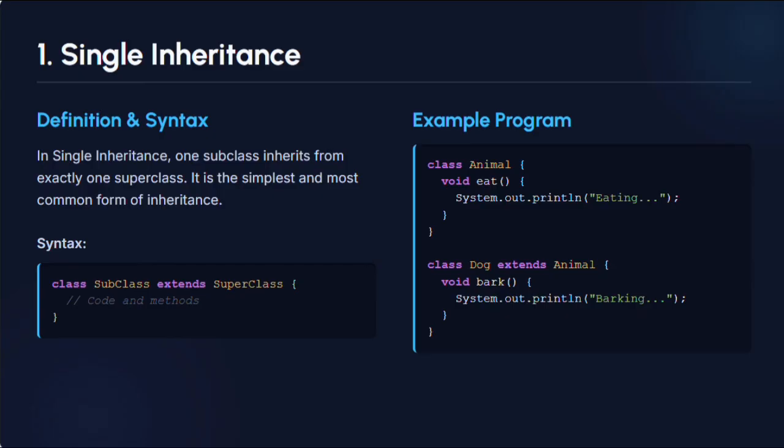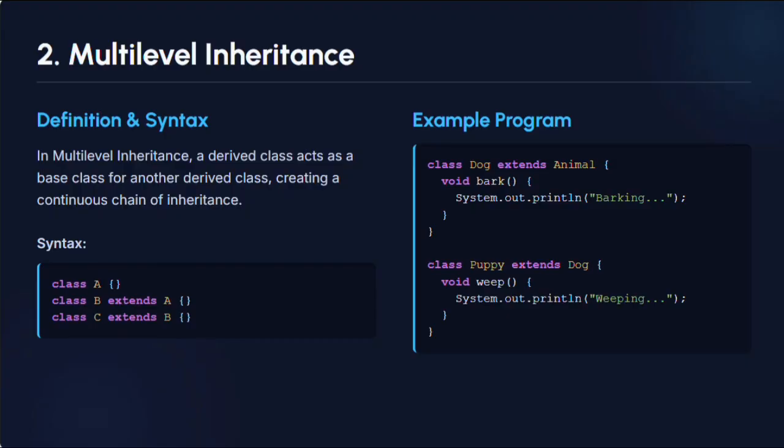Single inheritance, the definition and syntax are there. In single inheritance, one subclass inherits from exactly one superclass. It is the simplest and most common form of inheritance. The syntax is given below. Go through that once. The example program is also given. Check it.